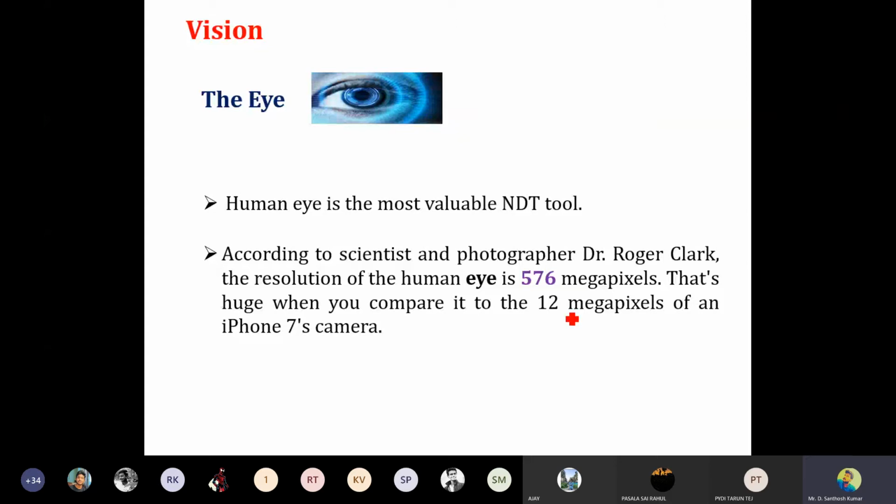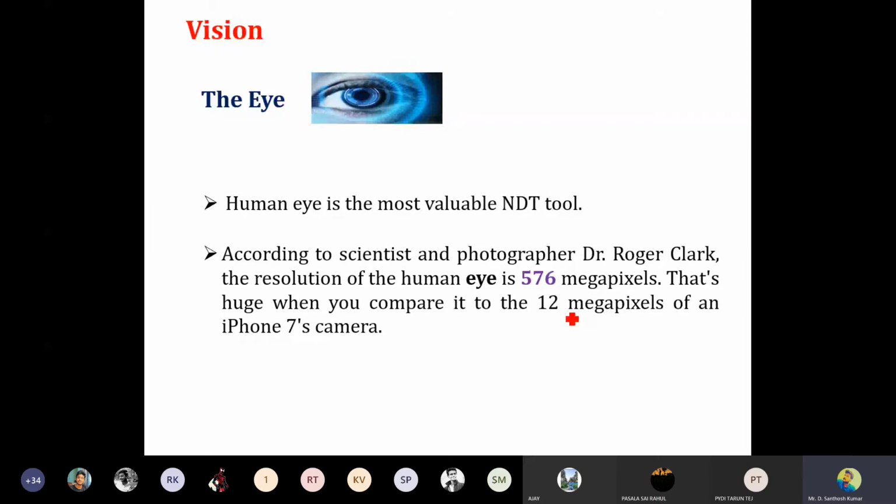So the human eye is the most valuable NDT tool to identify any defects or flaws. According to research by photographers and scientists, Dr. Roger Clark gave the resolution of the human eye as around 576 megapixels. So you can simply imagine, or compare with any kind of cameras or phone cameras, how much the eye resolution is.